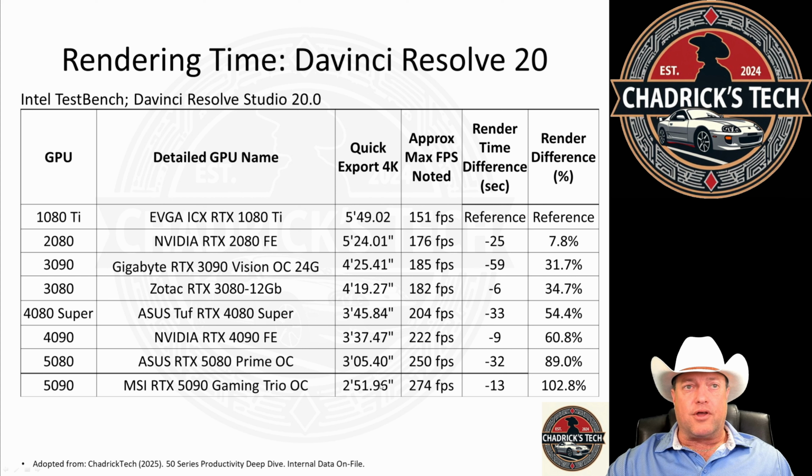Now there are onboard encoders here. The 50 series has a little bit more grunt in terms of productivity and content creation. I really like the 50 series for that reason. And I think the 5070 Ti is just as good, in my opinion, as the 5080. So you've got some decisions to make.